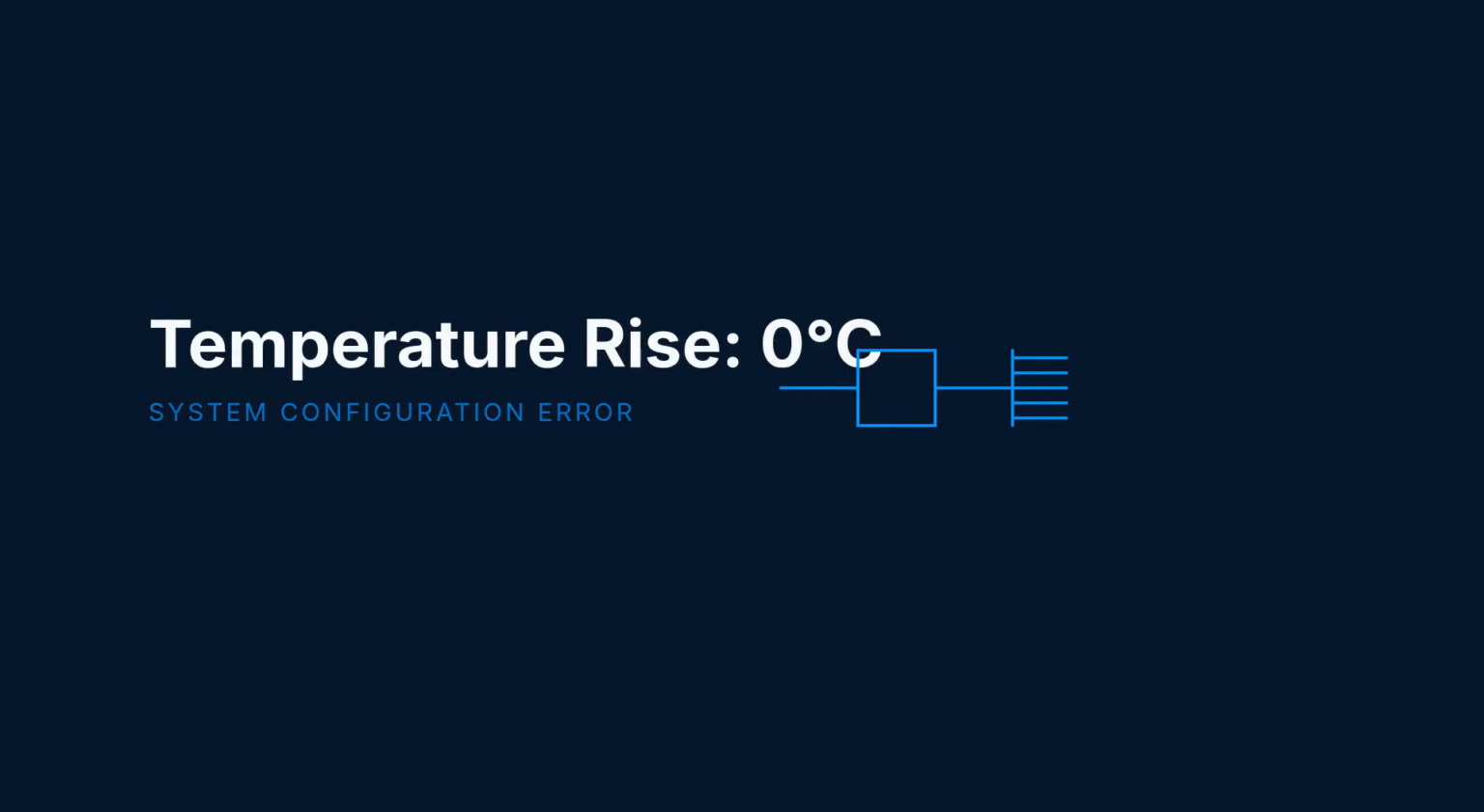The required Rth for the heatsink shows negative 20 degrees Celsius per watt, which is physically impossible. The recommended heatsink size correctly indicates design not feasible. The temperature rise shows 0 degrees Celsius because this configuration cannot work.